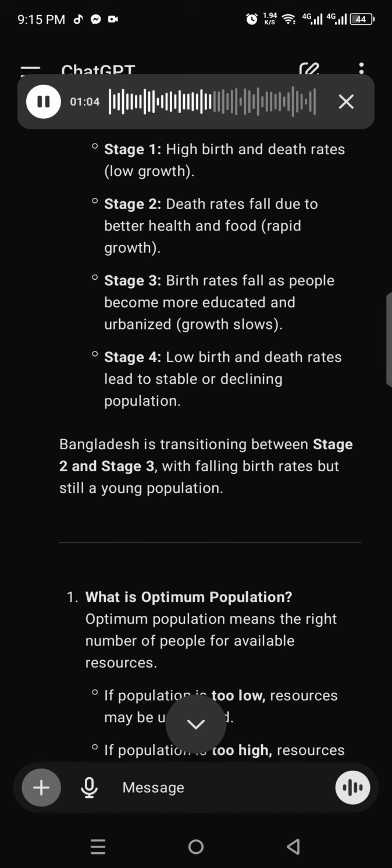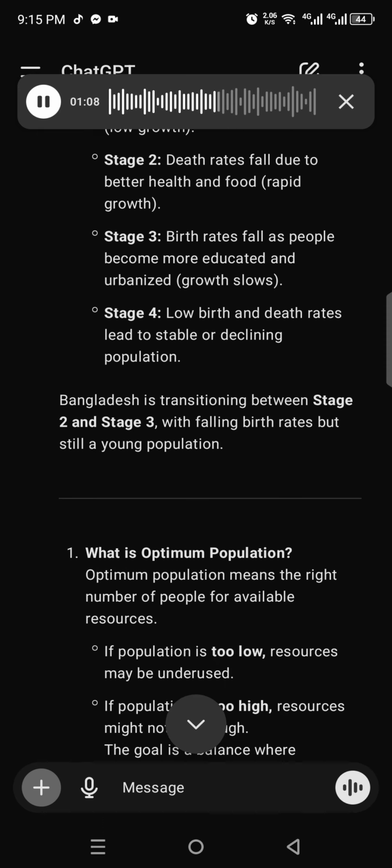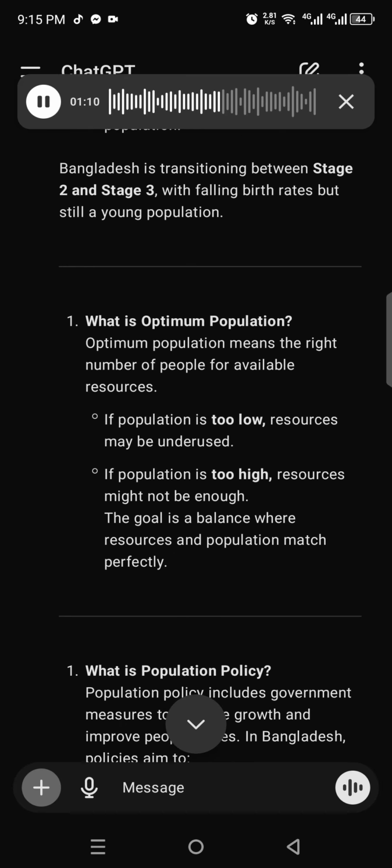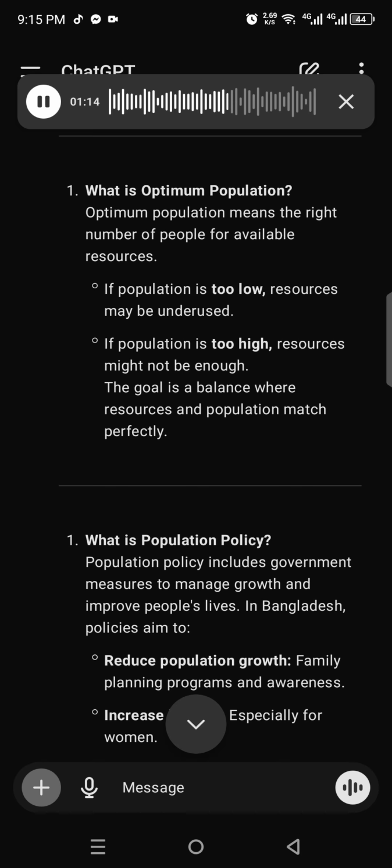3. What is optimum population? Optimum population means the right number of people for available resources. If population is too low, resources may be underused. If population is too high, resources might not be enough. The goal is a balance where resources and population match perfectly.